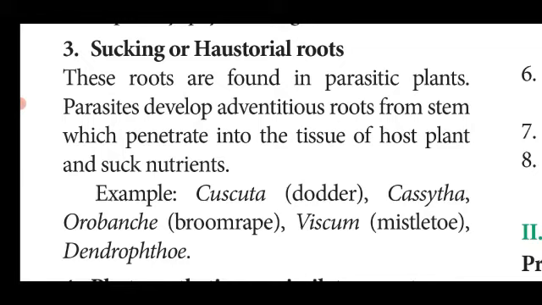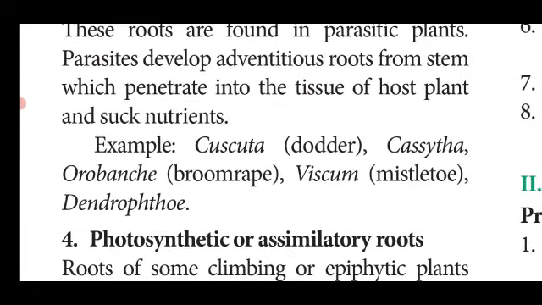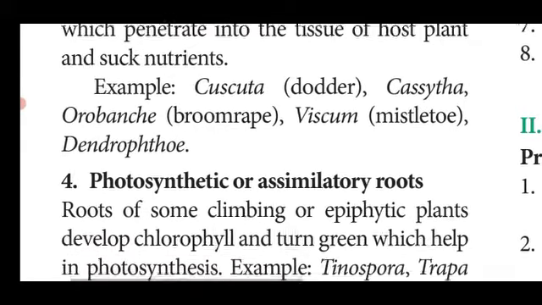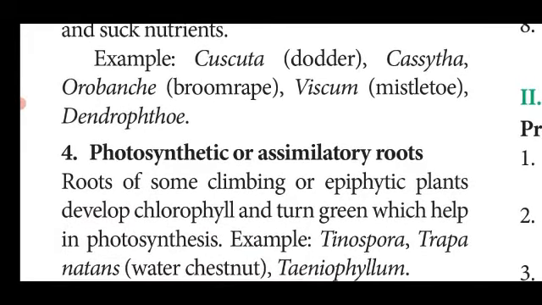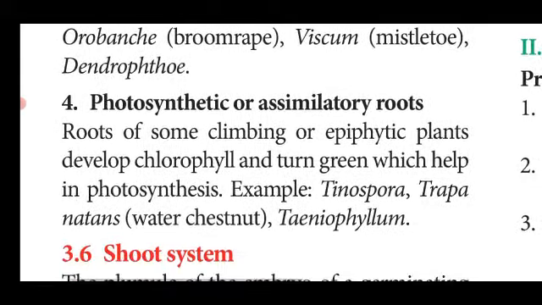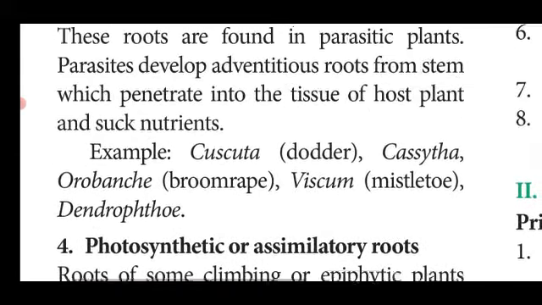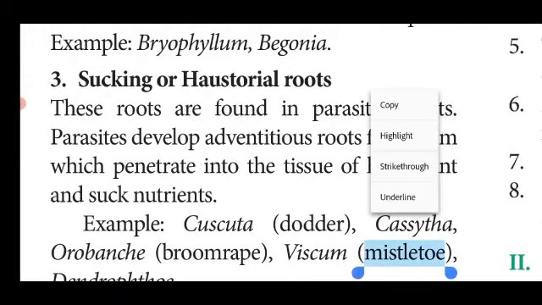Sucking roots are also called haustorial roots. These roots are found in parasitic plants. Parasites are plants which live on another plant. They get food and water from the supporting plant. The parasites develop adventitious roots from the stem which penetrate into the tissue of a host plant and suck nutrition. Examples are Cuscuta, the dodder plant, Orobanche, broomrape, and Viscum and Dendrophthoe, some of the examples of roots modified as haustorial or sucking roots.